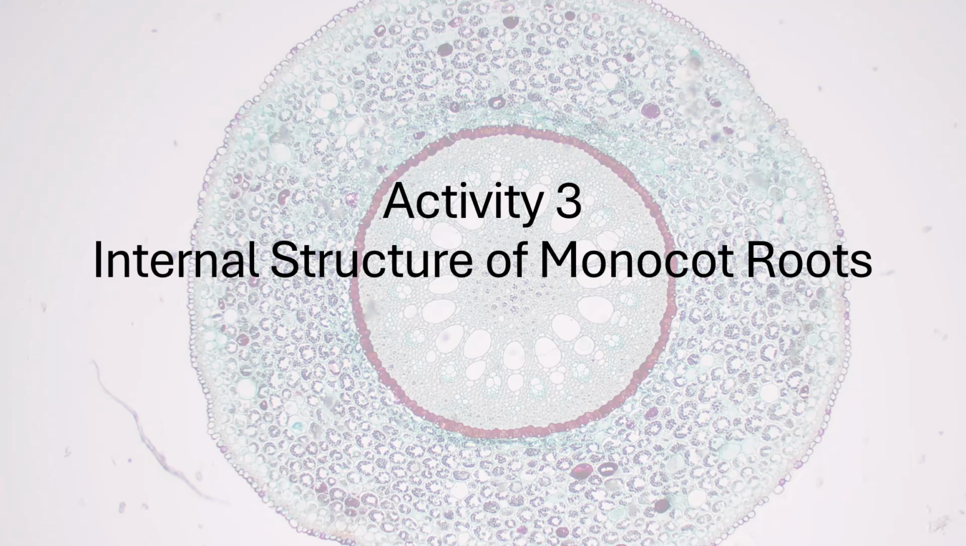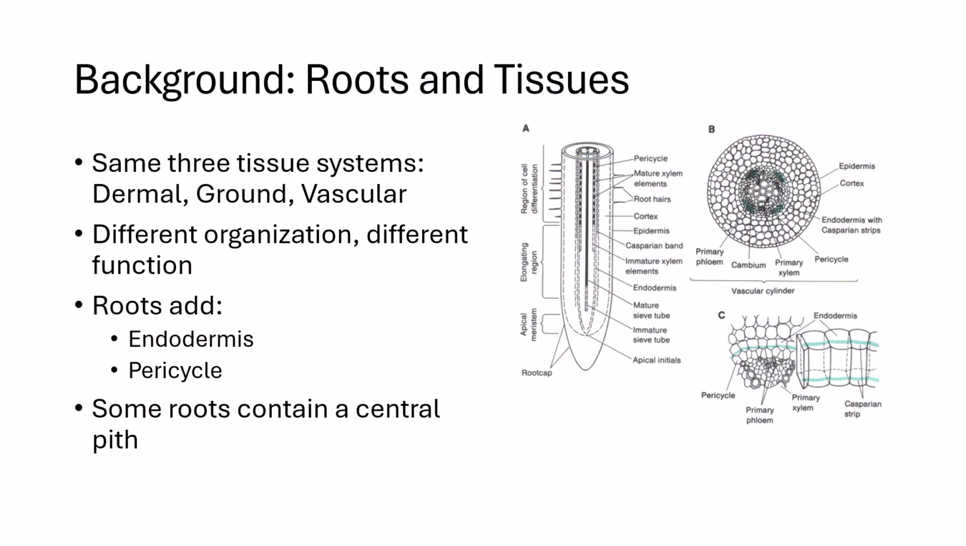In this activity, we're moving from the outside of the root to the inside. You're going to examine a cross-section of a monocot root and identify the major tissues that make root function possible. Just like with stems and leaves, roots are built from familiar tissue systems, but they're organized in a very specific way to control water movement, support transport, and allow new roots to form. Your job here is to learn that layout, recognize each tissue under the microscope, and connect structure to function.